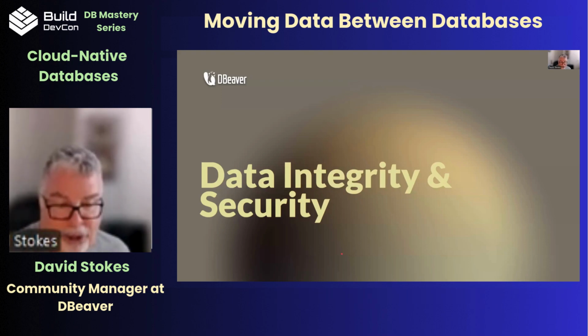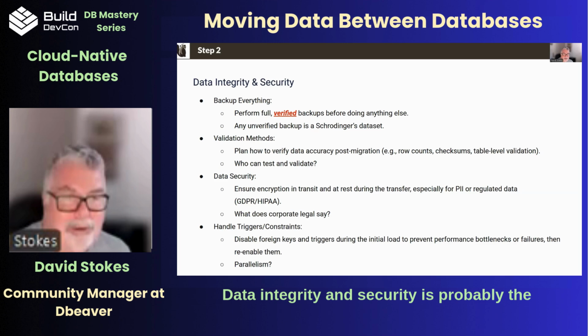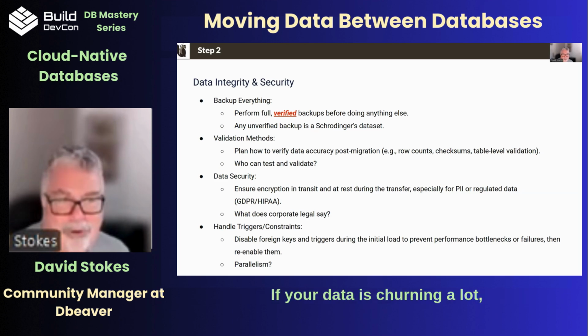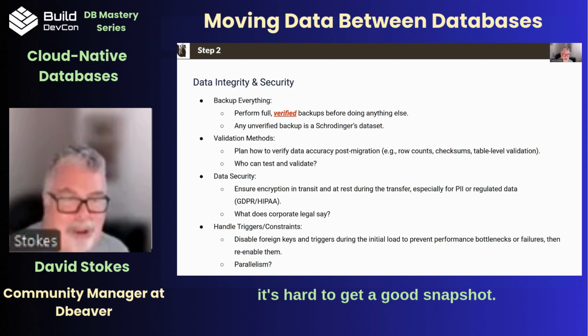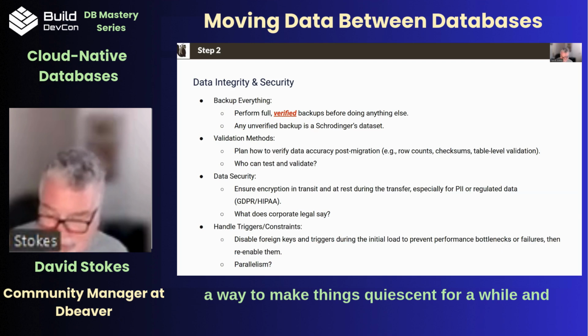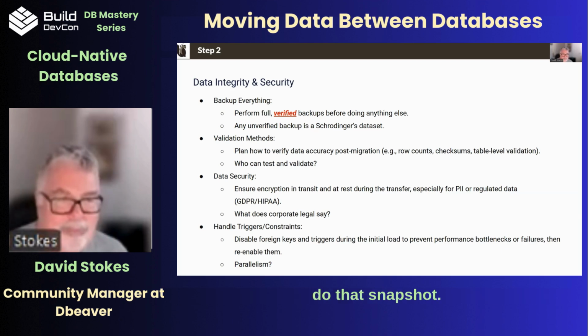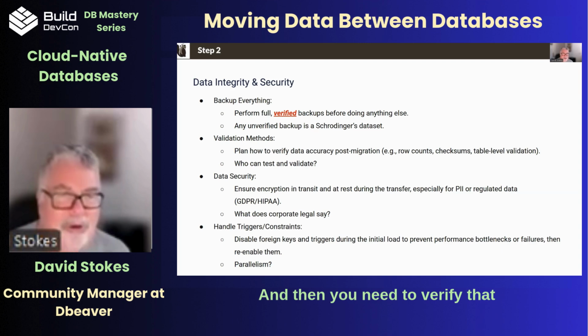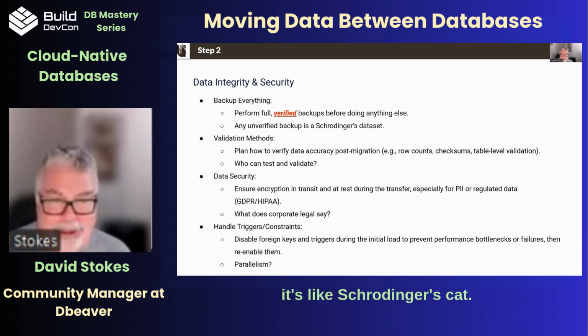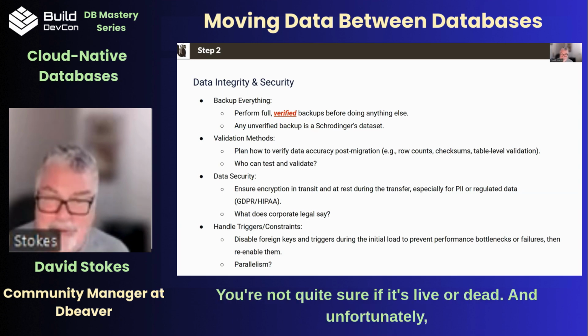Data integrity and security. Data integrity security is probably the hardest part. If your data is churning a lot, it's hard to get a good snapshot. You'll have to somehow find a way to make things quiescent for a while and do that snapshot. And then you need to verify that backup. If the backup is not verified, it's like Schrodinger's cat. You're not quite sure if it's live or dead.